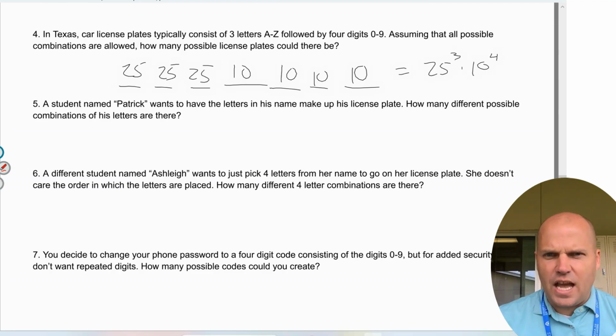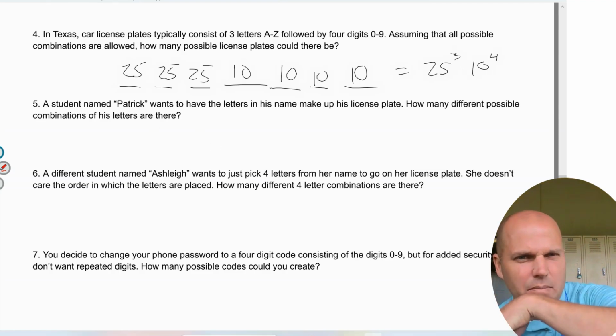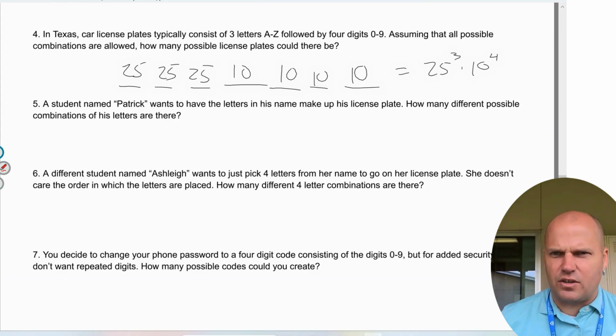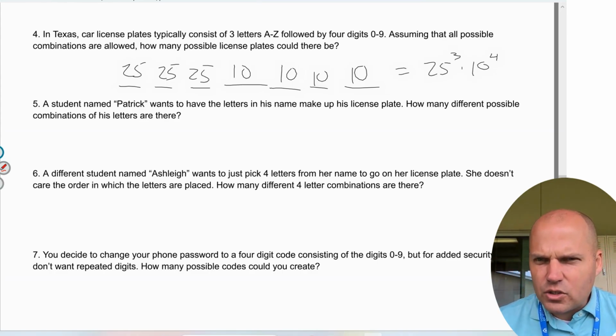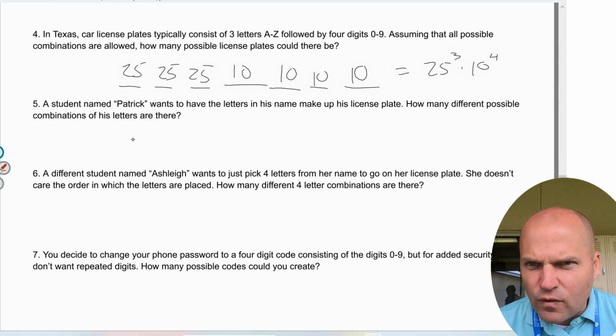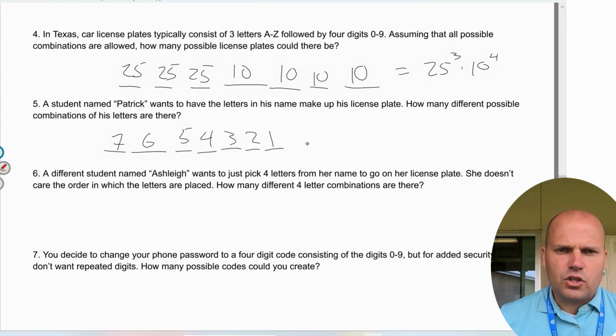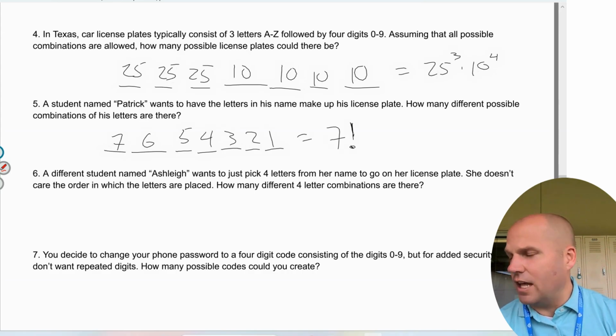The student Patrick wants to have the letters in his name make up his license plate, so he's going to rearrange them. How many different possible combinations of his letters are there? Well, there's a total of 1, 2, 3, 4, 5, 6, 7 letters in Patrick. So he'll have 7 of those letters to choose for the first spot, 6 for the second, 5 for the third, etc., all the way down to 1. So that is 7 factorial ways for Patrick to pick out letters for his name.